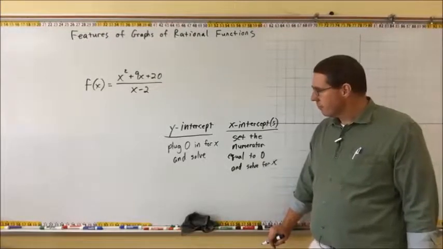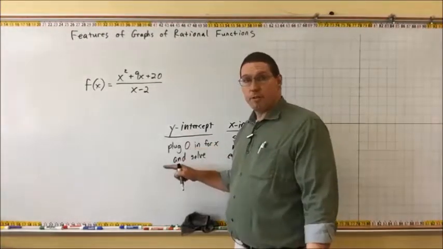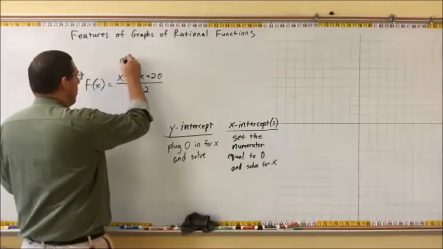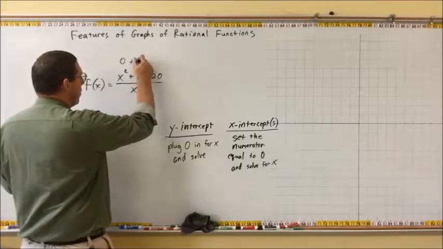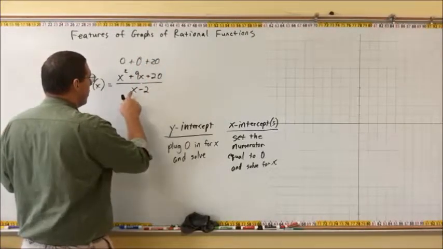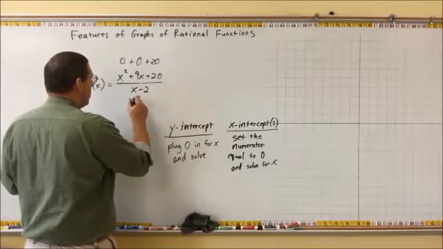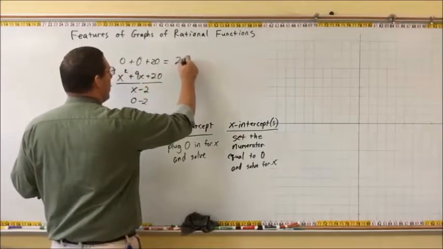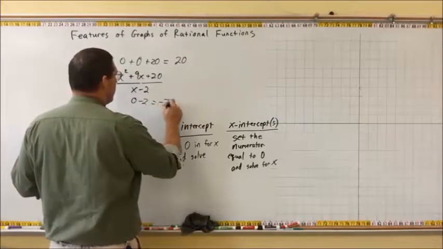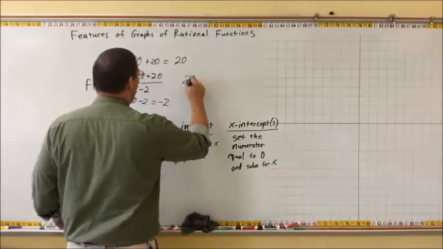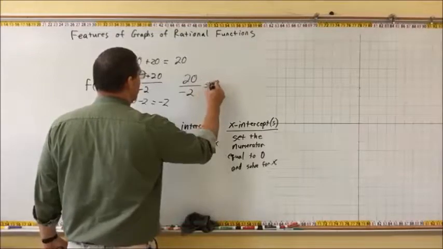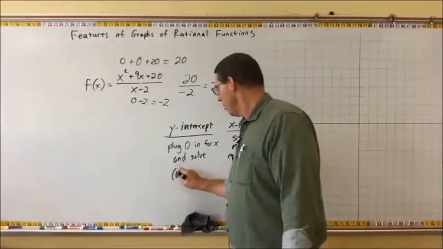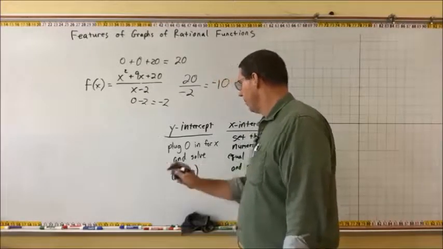All right. To find the y-intercept, we just put a 0 in for x. So put a 0 here, that cancels. Plus put a 0 here, 9 times 0 is 0, plus 20. Here, 0 minus 2 is negative 2, right? So this one up here, 0 plus 20 is 20, and 0 minus 2 is negative 2. So it's going to be 20 over negative 2, which becomes negative 10. And so the y-intercept is 0 and negative 10.